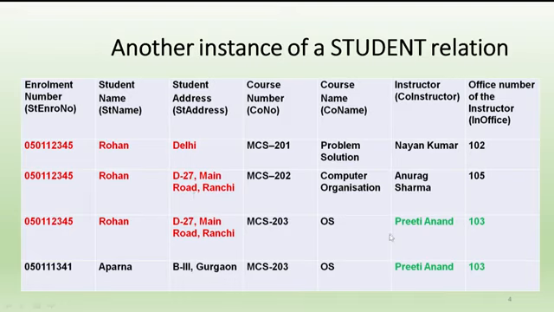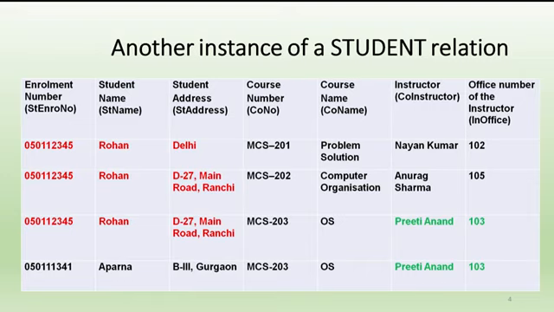Similarly, the same thing can happen as far as this is concerned. Suppose the room number changes to 104. Then the problem is that we have changed it at one place, but we need to change it at all the places, which once again is a problem. So this is called the update anomaly.